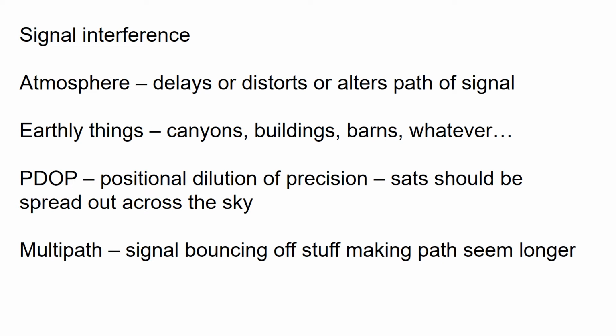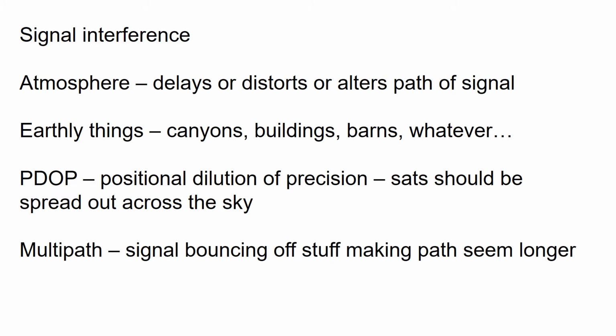Still, we have problems with the signal. It can be interfered with. The most common interferences are the atmosphere, because it can delay or distort or alter the path of the signal, and so we monitor for that. Earthly things also create problems: canyons, buildings, barns, you name it. If a signal can hit it, it could be a problem. Then there's PDOP. PDOP is the positional dilution of precision, and basically your satellites should be spread out across the sky. If they're too close together, it doesn't give you as accurate a result.